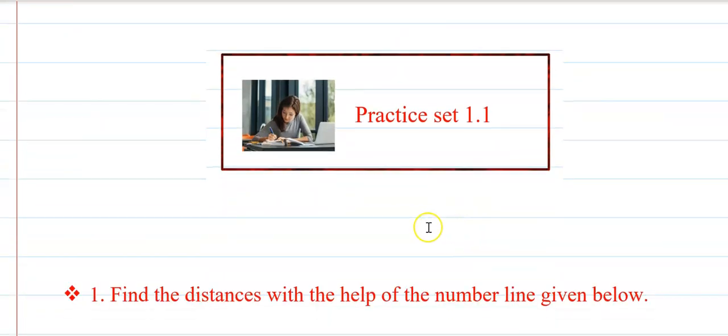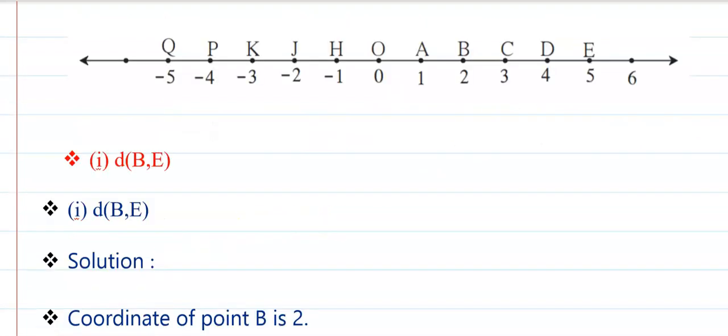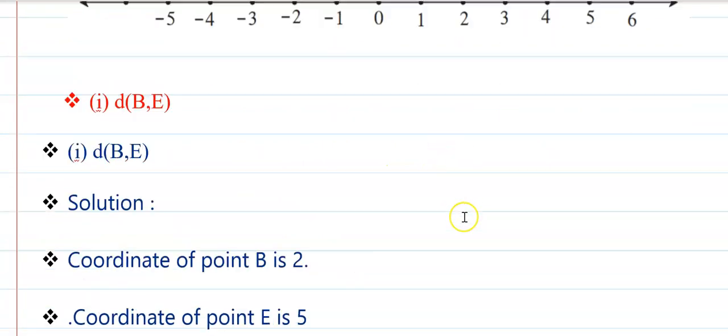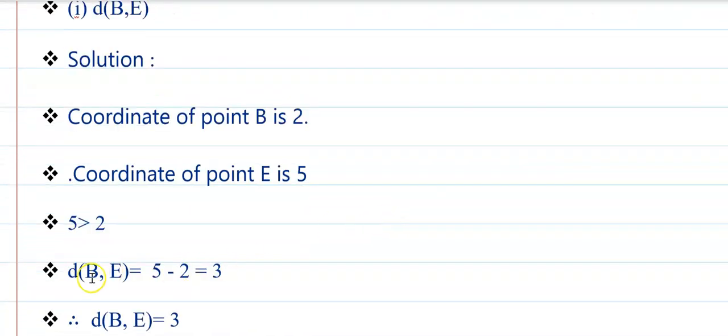Now next we'll start practice set 1.1. Find the distances with the help of the number line given below. Now the distance BE. First we'll find the distance BE. Now the solution. The coordinate of the point B is 2 and the coordinate of the point E is 5. 5 is bigger than 2. 5 is greater than 2. Therefore 5 minus 2.